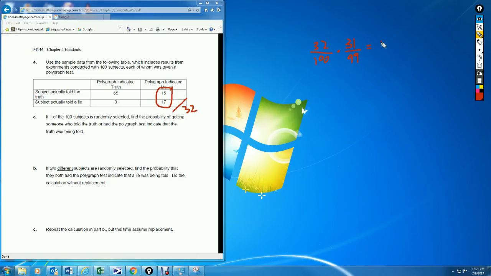So if you multiply all that out to 3 significant figures, I've got 0.100.